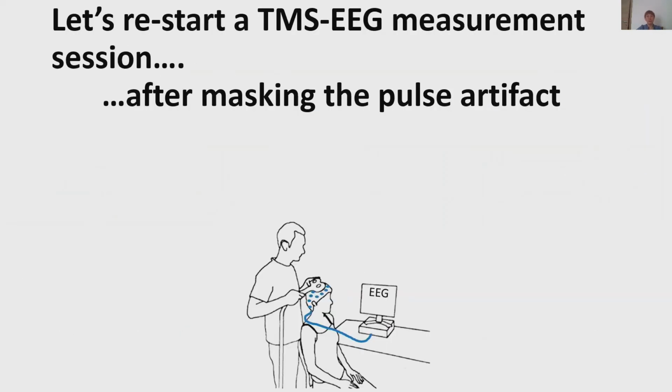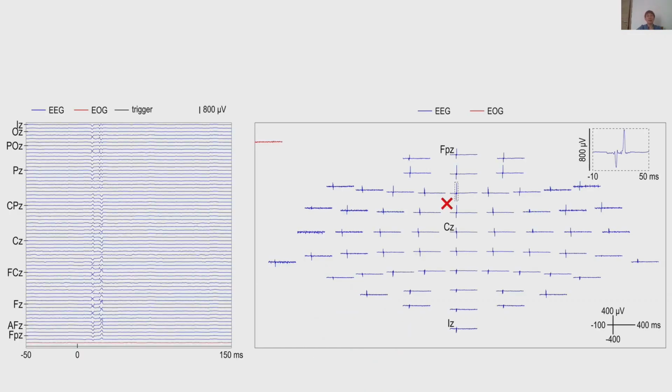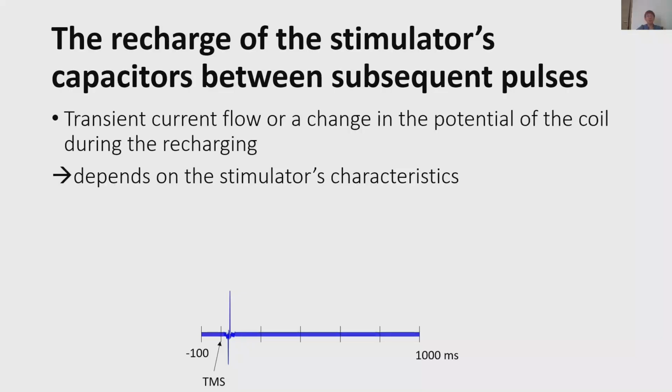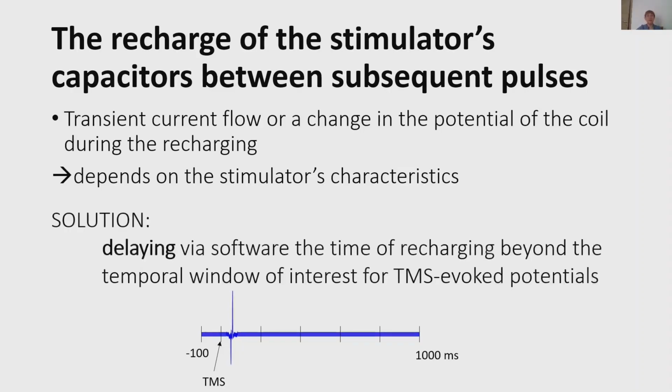After masking the pulse artifact, we may still see another artifact, which is larger compared to EG, is spread everywhere, and has a weird waveform. It is the recharge artifact. This artifact is produced by recharging of the stimulator's capacitors in between subsequent pulses. Since this usually occurs immediately after pulse delivery, this artifact can be easily removed by delaying via software the time of recharging beyond the temporal window of interest for TMS evoked potentials.